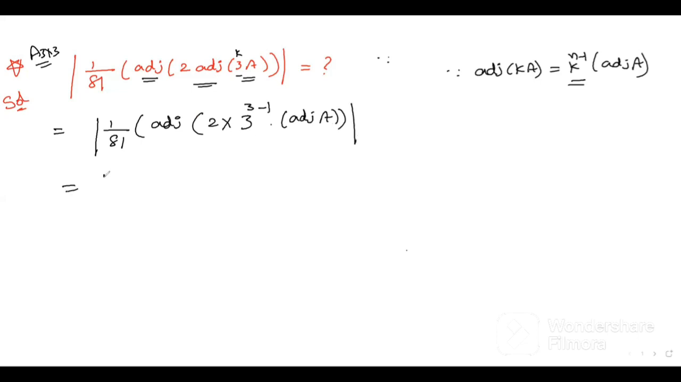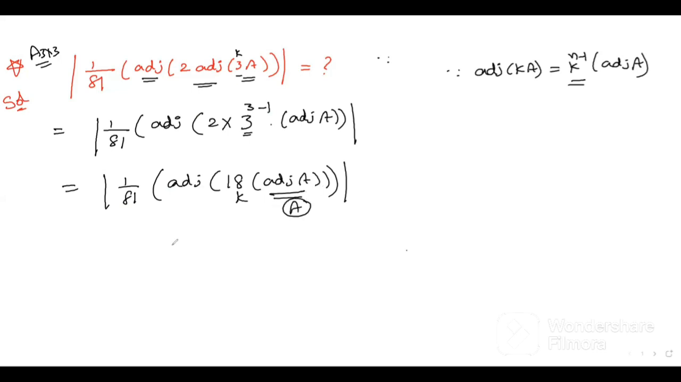This is equal to 1 by 81 times the adjoint of this, which is 9 to the 18, adjoint of 18 times the adjoint of A. Again, now we should apply the same formula, K value 18, adjoint of A.